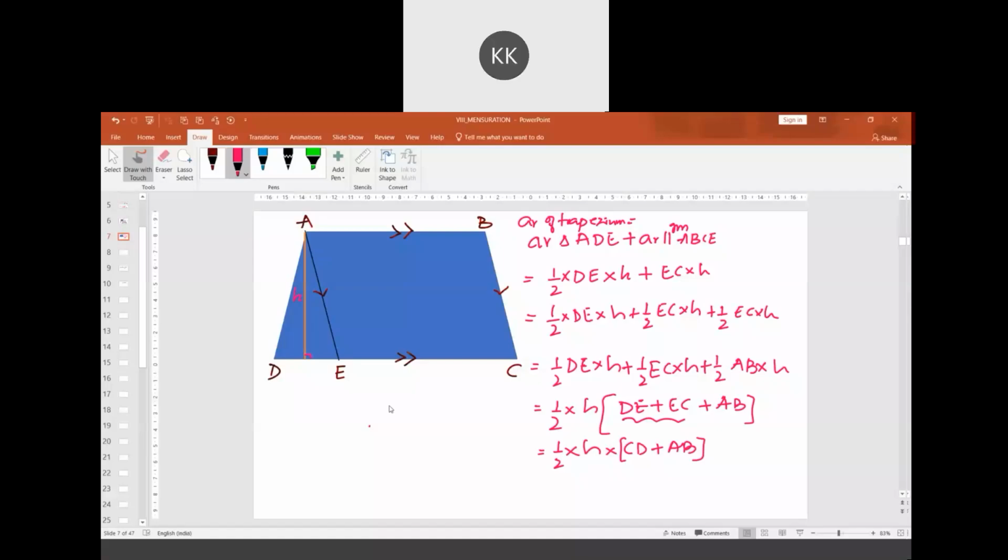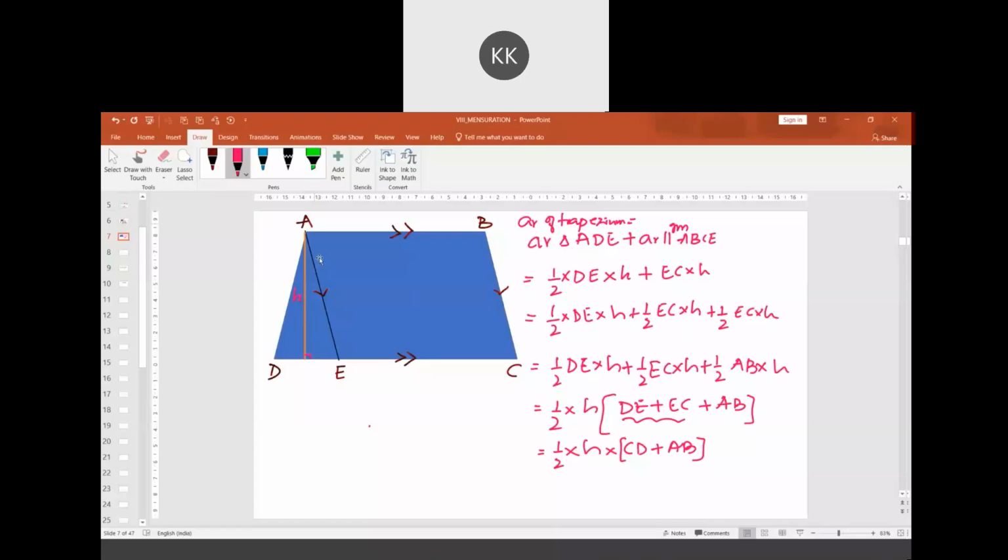Sometime in the examination, they may ask, derive the formula for finding area of trapezium. You can follow any of the methods, either this method or this method. But you need to write the construction part. Draw AF and BE perpendicular to DC. This sentence should be written. In this, you need to write draw AE parallel to BC. Hope it is clear to everyone.